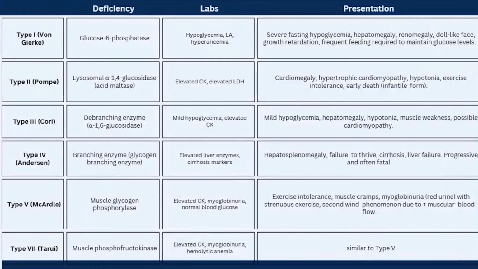And here we just compare the 6 glycogen storage diseases that we need to know. If you want, you could leave out type 7 because it's never tested on, but for sure, 1, 2, 3, 4, and 5, you gotta know. But don't worry, we have mnemonics for all of these.